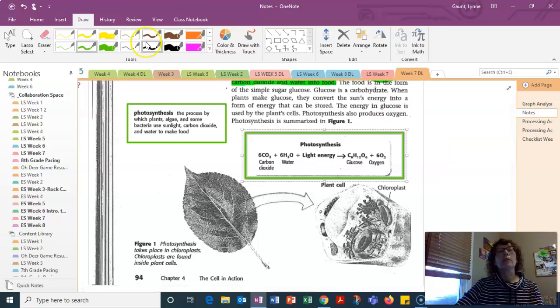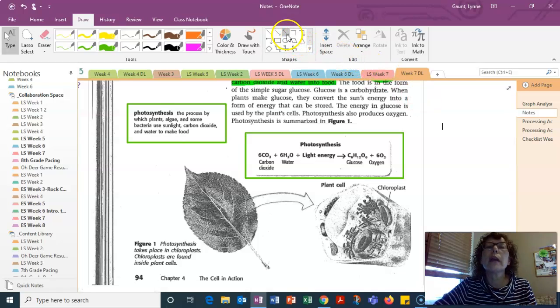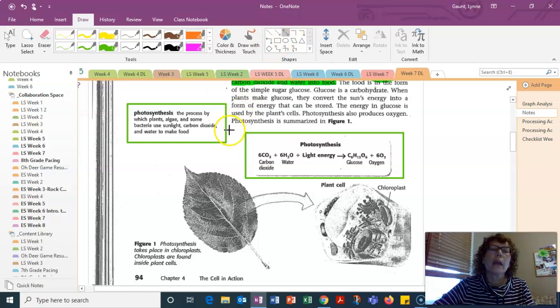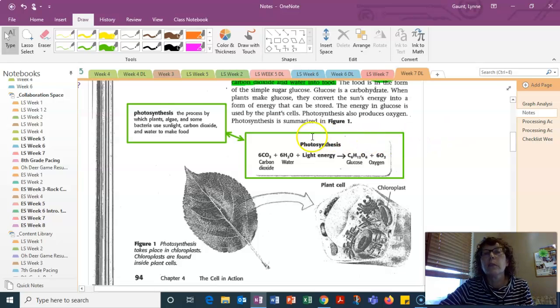Okay, come back up here and choose the type tool. And now I'm going to, I think I'm going to see how there's this double arrow up here. I'm going to choose that, and I'm going to make a double arrow between those two definitions. And that's supposed to remind me that they both are describing the same process. They're just using different ways to describe it. Let's pay a little bit closer attention to the equation for a second.